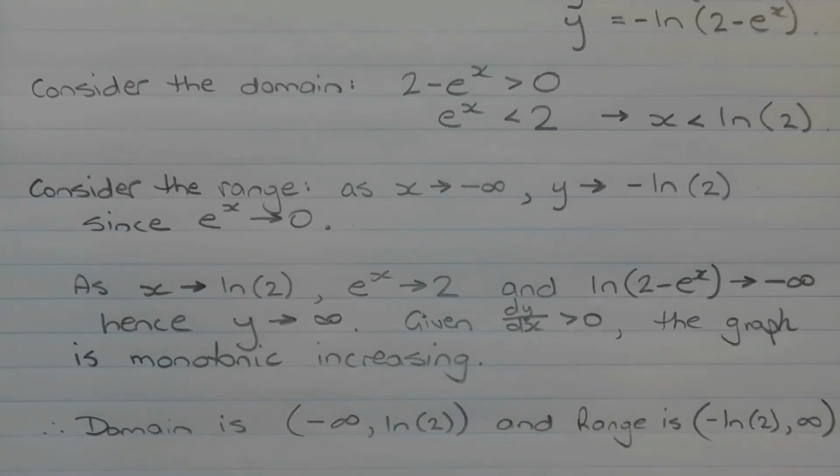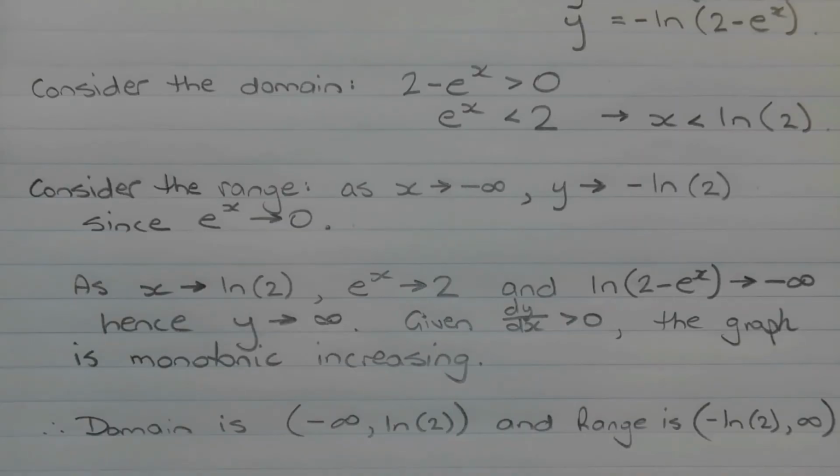Also given dy/dx is greater than 0. That means the gradient of the tangent at any point is positive. That also means that the graph is monotonic increasing. So, if this is the low point of the graph, in other words, y approaches negative ln of 2 at its low point, from this point, the graph goes up to infinity. Again, because the gradient is positive all the way through.